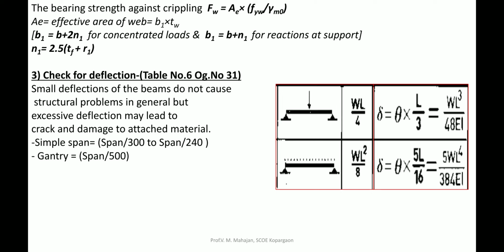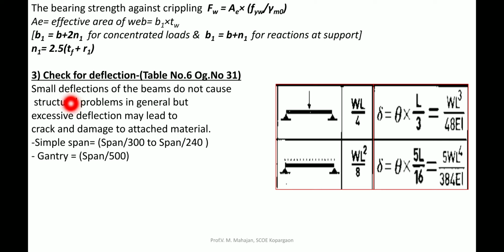So F_w is equal to the effective cross-sectional area A_e into f_yw divided by gamma_m0, where A_e is the effective cross-sectional area, b1 into t_w. Here b1 is B plus 2 N for concentrated load, and b1 is equal to B plus N1 for reaction at supports. The N1 value will be 2.5 times the thickness of flange plus R1.